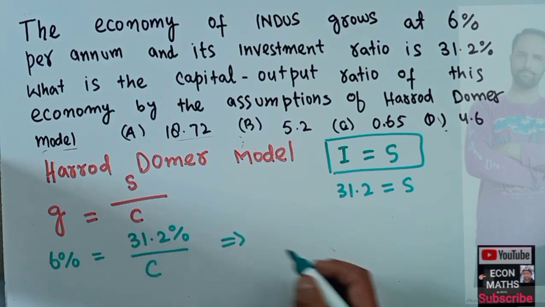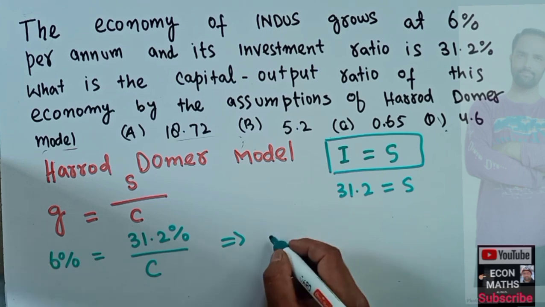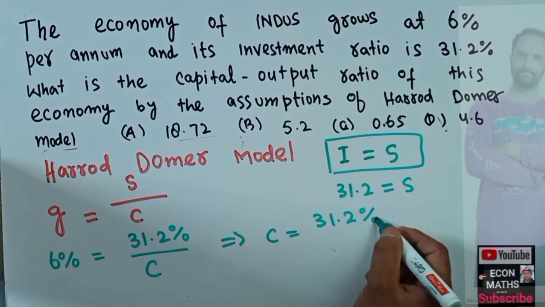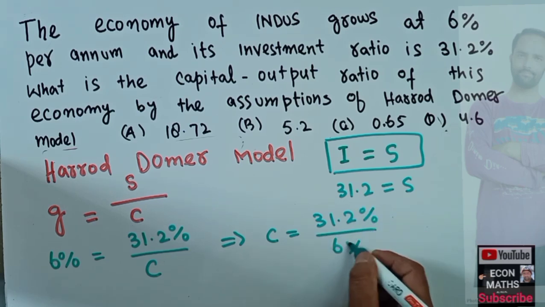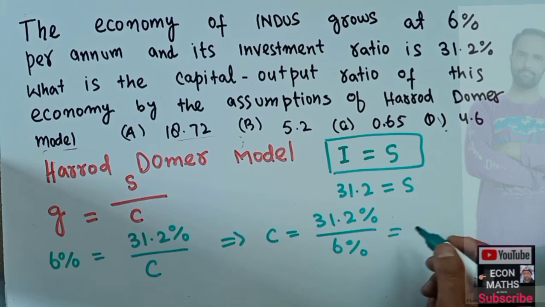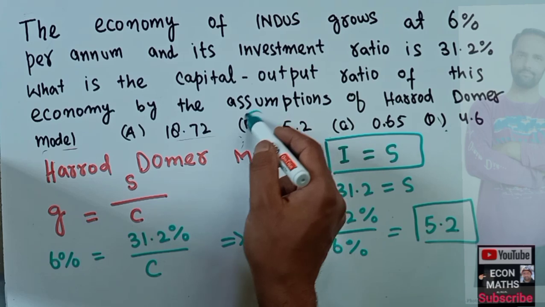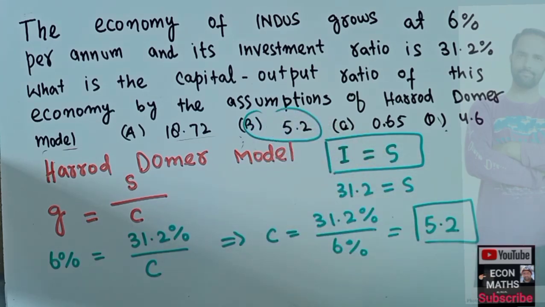Now if I transpose this here and this there, the capital output ratio will be equal to 31.2% divided by 6%. Dividing this, we get a capital output ratio of 5.2. The capital output ratio simply tells us how many units of capital are required to produce 1 unit of output. Here it is 5.2, which was required to find out. So the correct option should be 5.2.